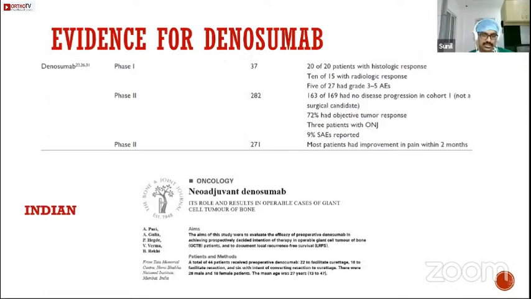So what is the evidence? We have spoken so much about the duration of treatment. What evidence are we speaking on? So it is all phase 1 and phase 2 trials, but the response rates have been excellent. Do you have any Indian evidence? Yes, there has been a paper from Tata Memorial Hospital, which is prospective data of 44 patients, where they have had good response.